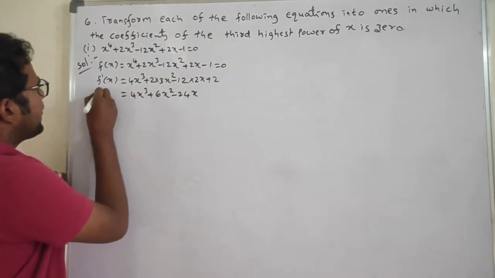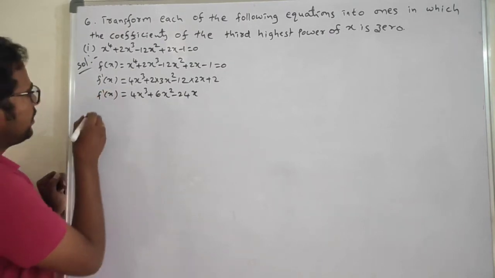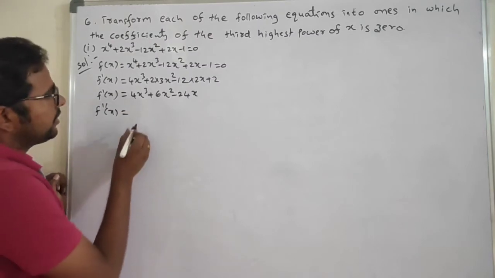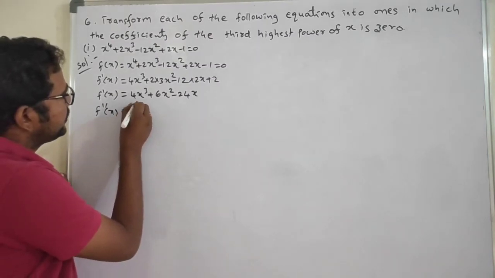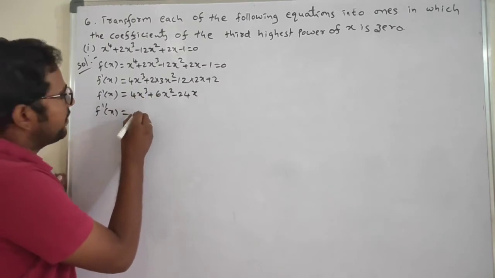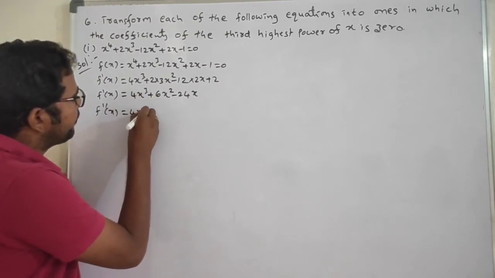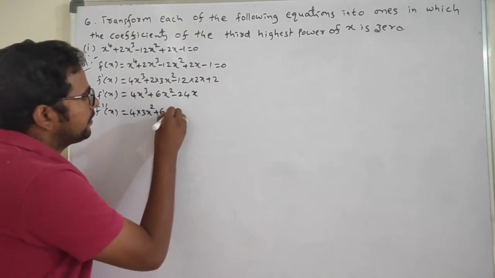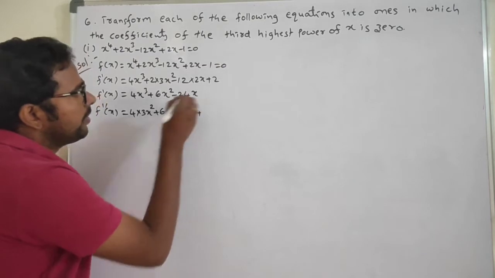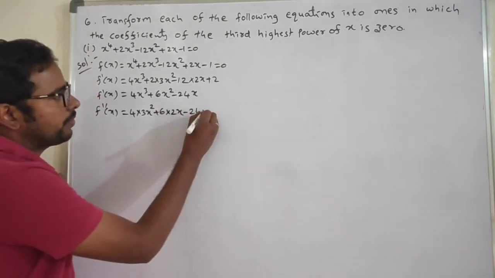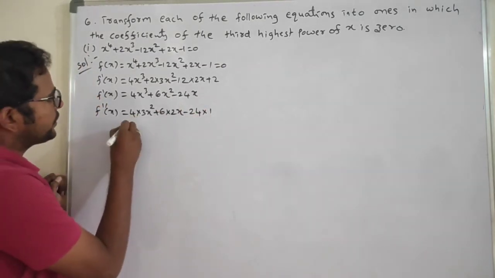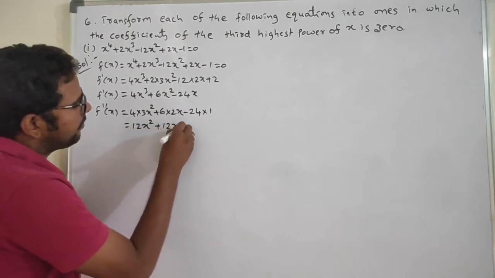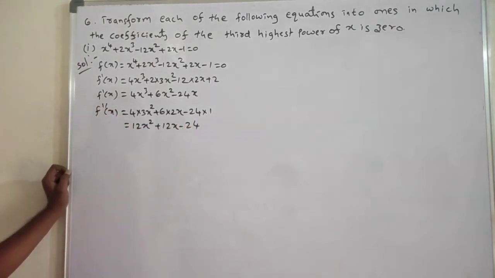Now take f double dash. This is f dash of x. F double dash of x equals the second term differentiation. D by dx of x power 3 is 3x square, so 4 into 3x square, plus 6 into d by dx of x square, which is 2x, minus 24 into d by dx of x, which is 1, so 24 into 1. So 4 threes are 12x square, 6 twos are 12, 12x, minus 24. This is f double dash of x.